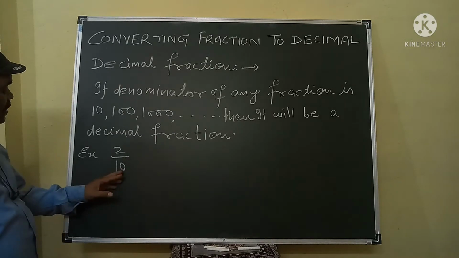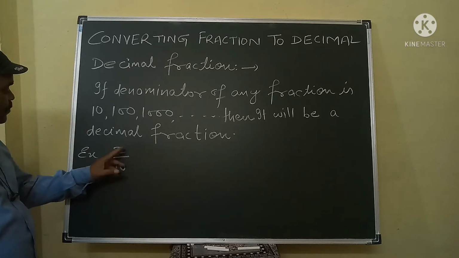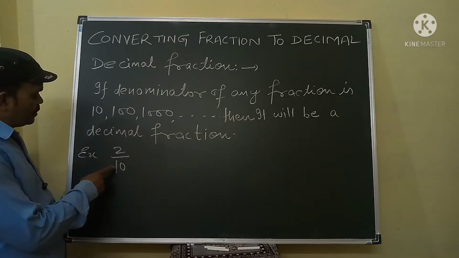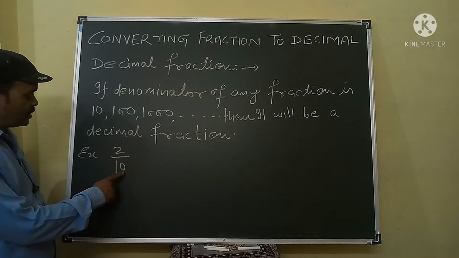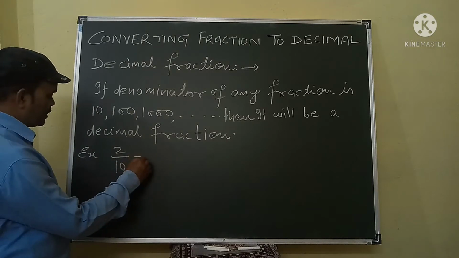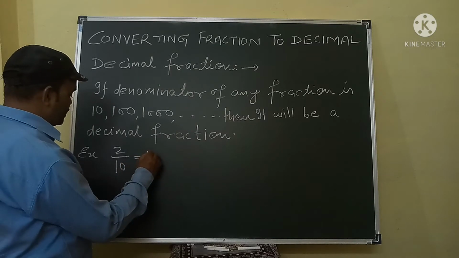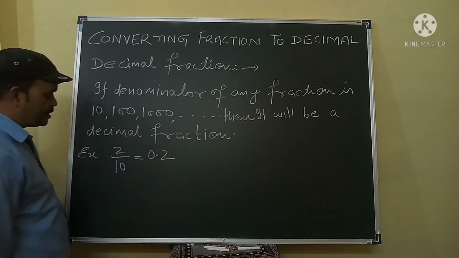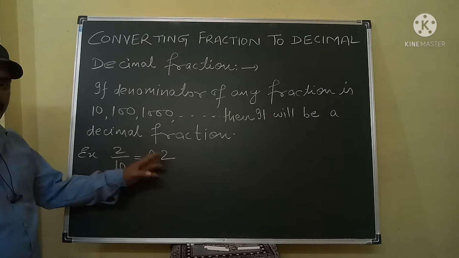That means according to the number of 0 in the denominator, we will put the decimal point. If in the denominator 10 the number of 0 is 1, that means before one digit we will put the decimal point. So 2 upon 10 will be 0.2. 2 upon 10 is equal to 0.2.